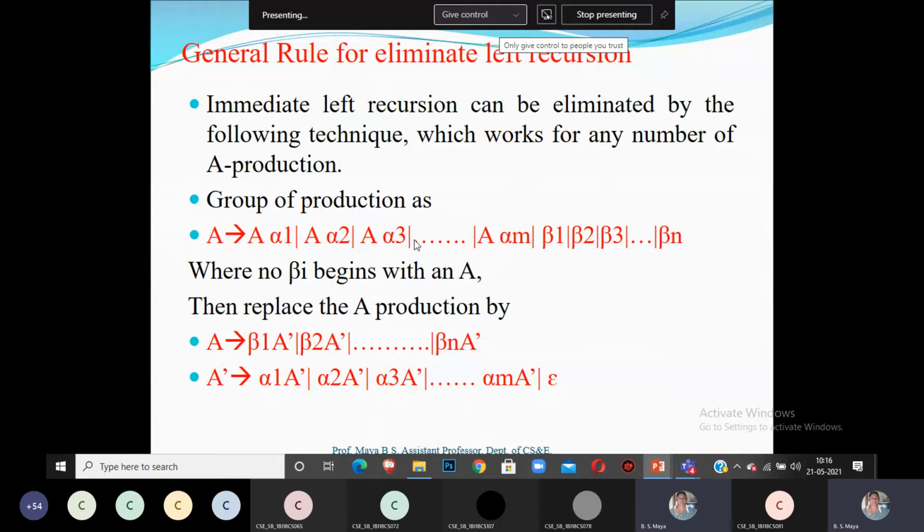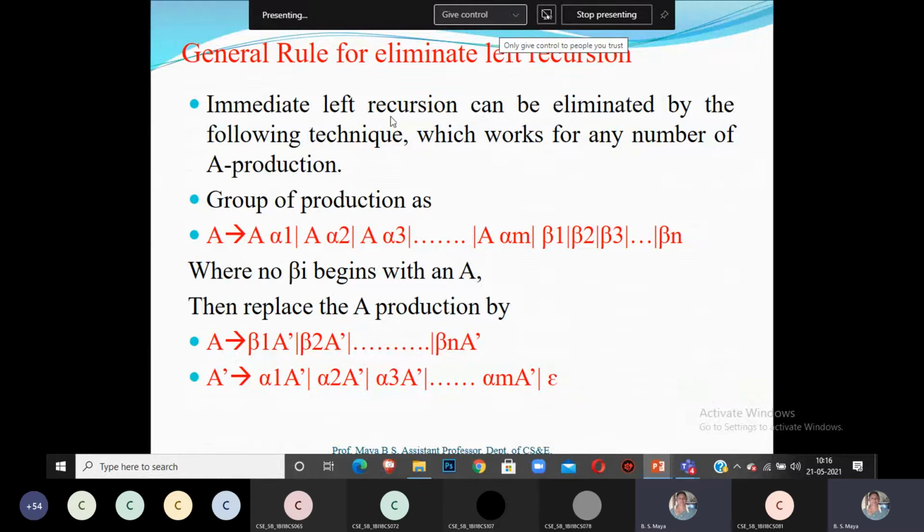See, all m productions I have to replace. The others are not starting with A, so these are not left recursive: beta 1, beta 2, beta 3, and so on up to beta n. These are all beta productions. Whatever the beta, it does not start with A. Using that beta, I can rewrite my production.